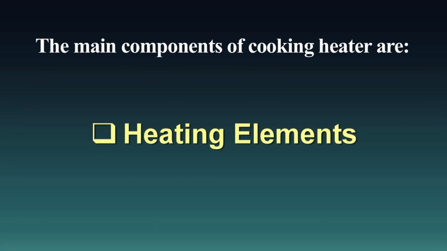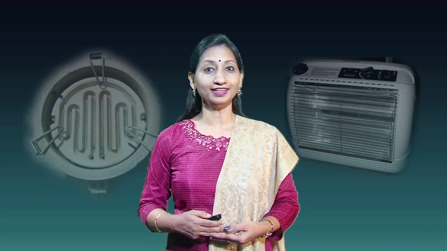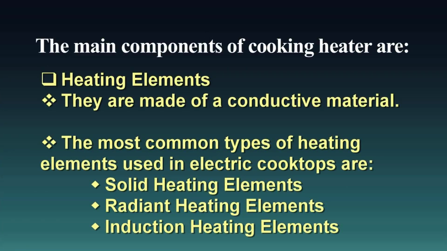The next component is the heating elements that we have discussed earlier. They are the key components responsible for generating heat in an electric cooking heater. They are usually made of a conductive material such as a metal alloy and are embedded beneath the cooktop surface. The most common types of heating elements used in electric cooktops are solid heating elements, radiant heating elements, and induction heating elements.